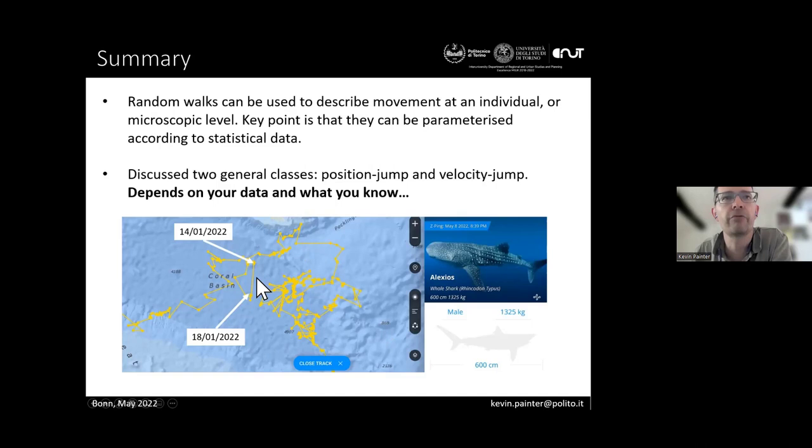But these straight lines connecting points are not straight-line movements, because of the limitations of GPS. GPS only provides information when the shark goes to the surface, since the transmitter has to be above the water. For a long time it is swimming below the surface and you don't get a signal. So there are like 4 days between those two points, and it's clearly not moving in a straight line between them. It's doing something in between. So in that sort of case, whether it's more appropriate to use a velocity jump random walk or a simpler position jump random walk is less clear-cut.